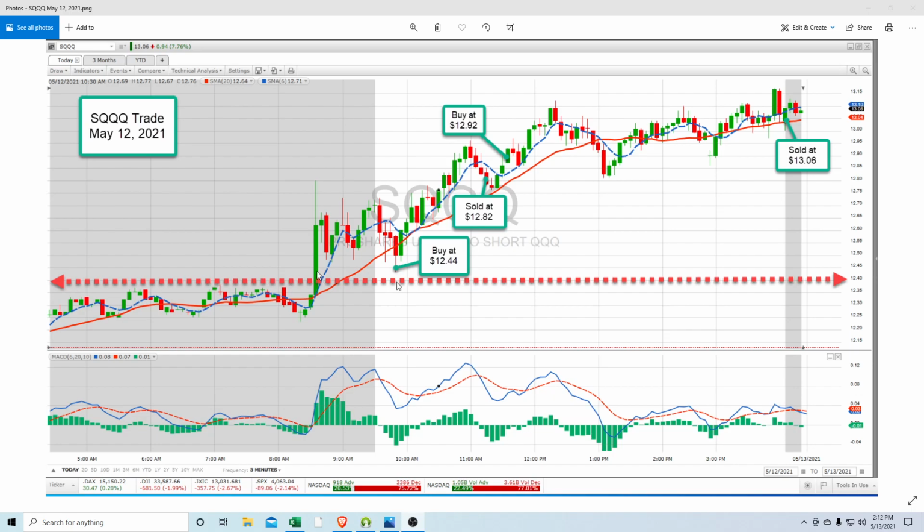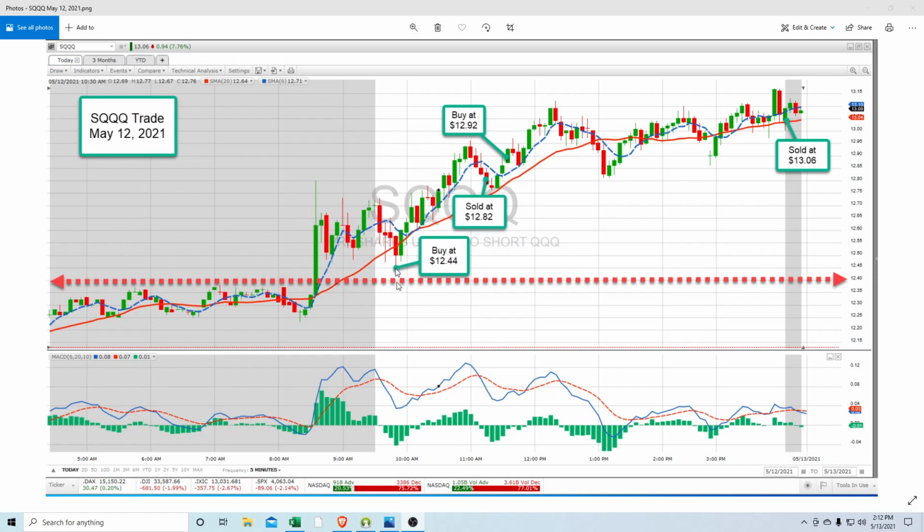And this pretty nice sized green bar here that happened at 8:35 was due to the CPI report that came out, and the inflation was much greater than expected. Actually, it was 3 times greater than expected. So the market panicked.